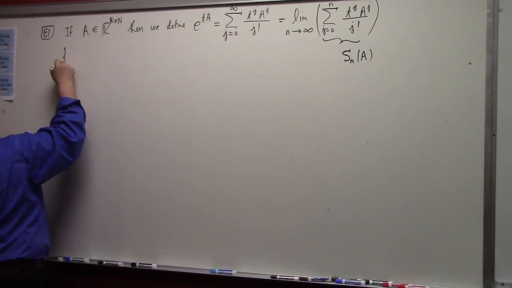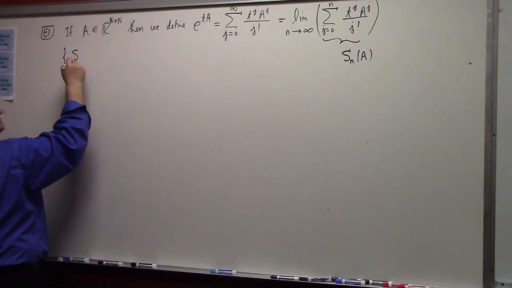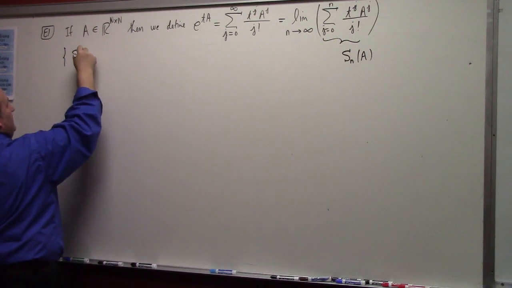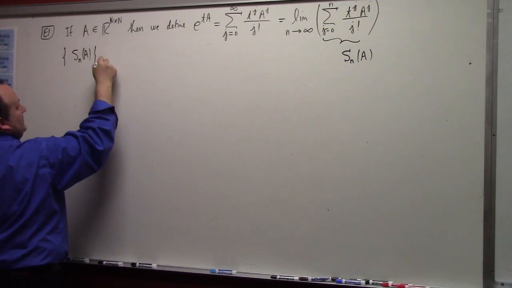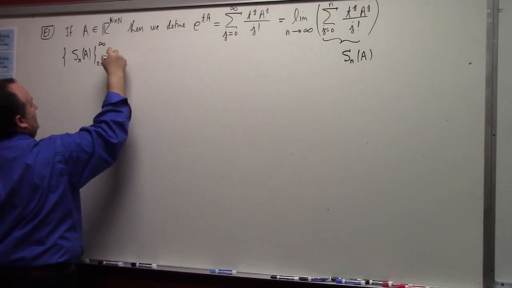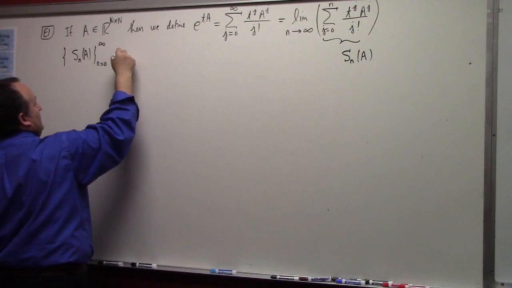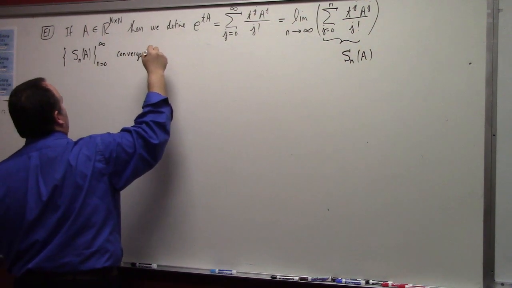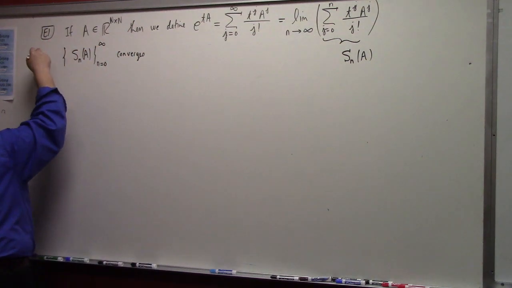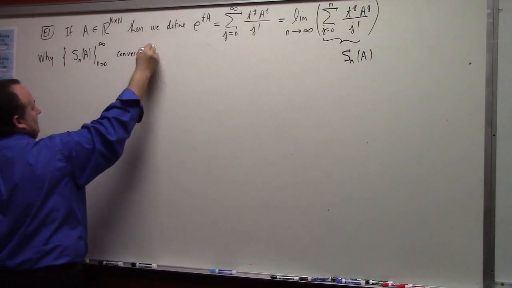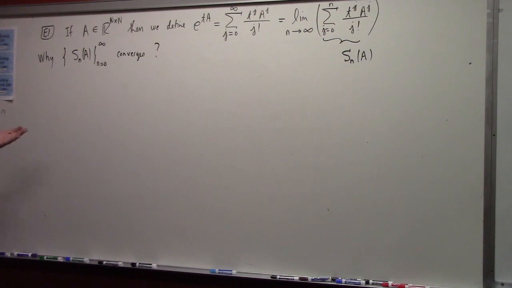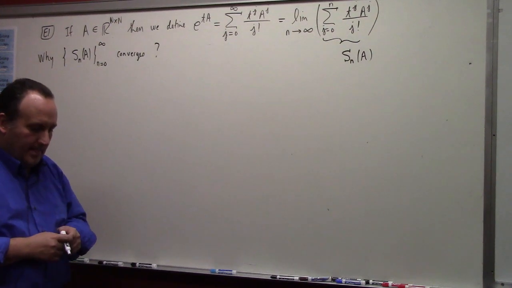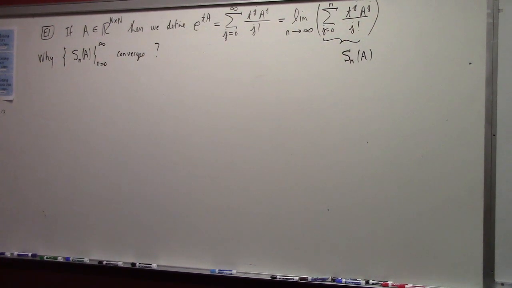So we'd like to show that this sequence S_n of A, n equals 0 to infinity, converges. That's the question. Why? Because if it does converge, wonderful, that's the matrix exponential, by definition. So to show it converges, what we're going to do is prove it's Cauchy.